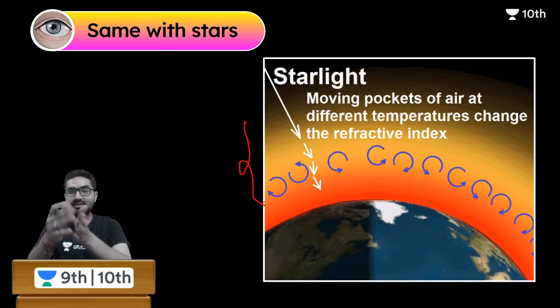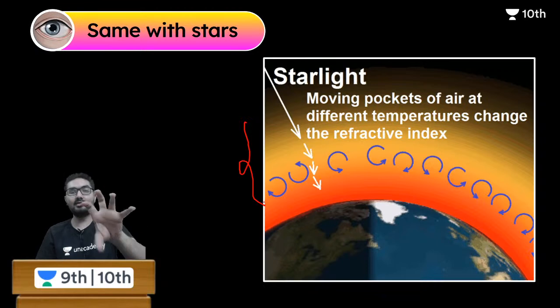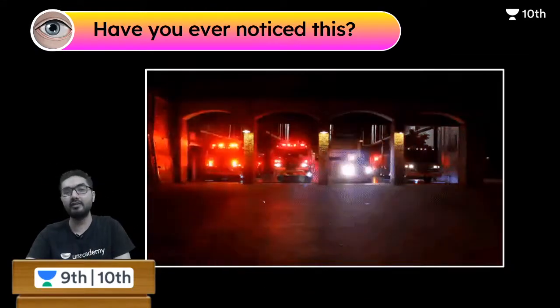So this change is what is referred to as twinkling. You will see the stars sometimes bright, sometimes less bright. This is what is called the twinkling of a star.